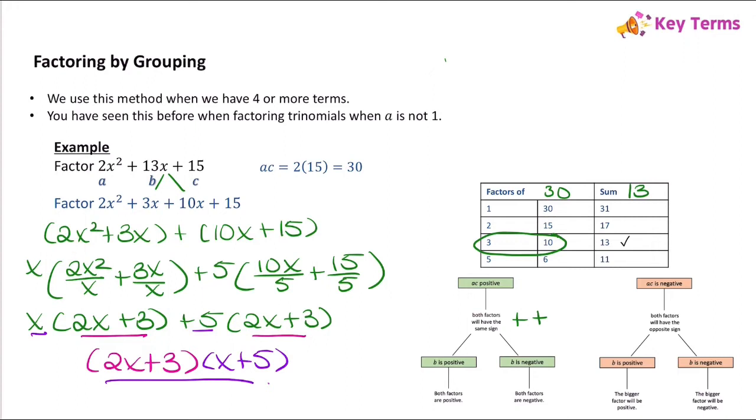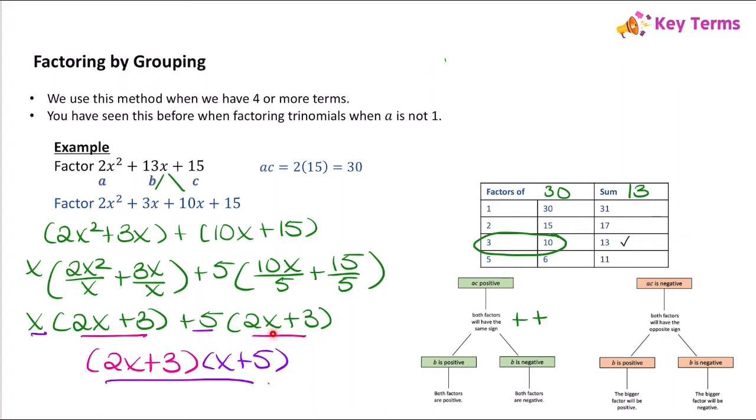So we use that to expand out that x term. So we have 2x squared plus 3x plus 10x plus 15, which we then put the terms into 2 groups. And then we find the GCF of each group. So from the first group, I can factor out an x. So that gives me x times 2x plus 3. From the second group, I factor out a 5, which gives me 5 times 2x plus 3.